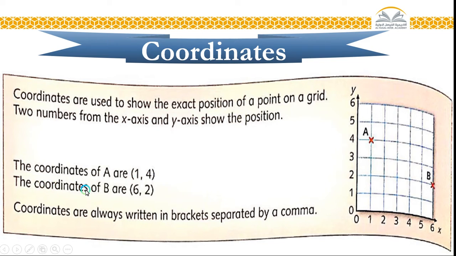The same applies to find the coordinates of point B: on the x-axis 6 and on the y-axis 2, so I write 6, 2. Please don't reverse it or start with 2. You have to start with the first position, the x-axis, and after the comma you write the y-axis position of the point. The coordinates are always written between brackets, separated by a comma. Clear? Now, look at this video, please.